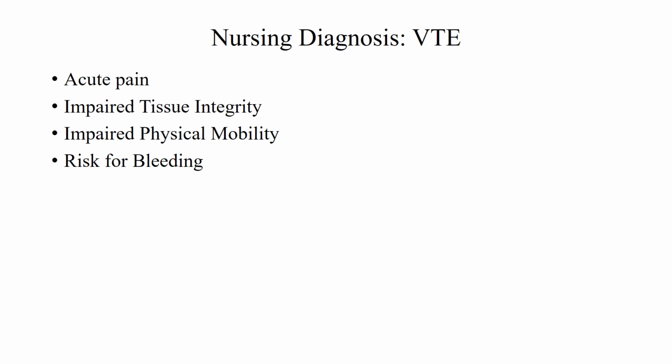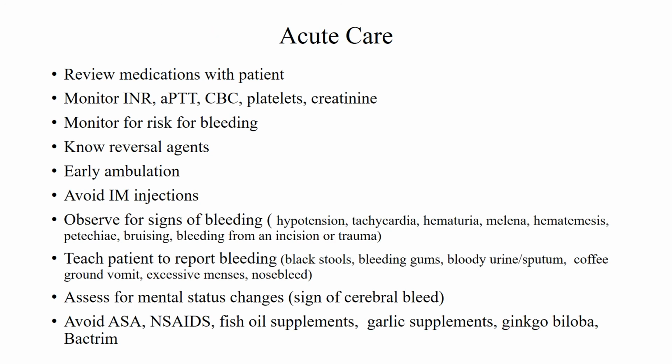So nursing diagnoses appropriate for venous thromboembolism will be acute pain. Of course, there's risk of bleeding, impaired tissue integrity, and impaired physical mobility due to the patient's limitations from pain, from edema, from heaviness on the legs, and risk for bleeding because patients can be on anticoagulants or thrombolytic therapy.